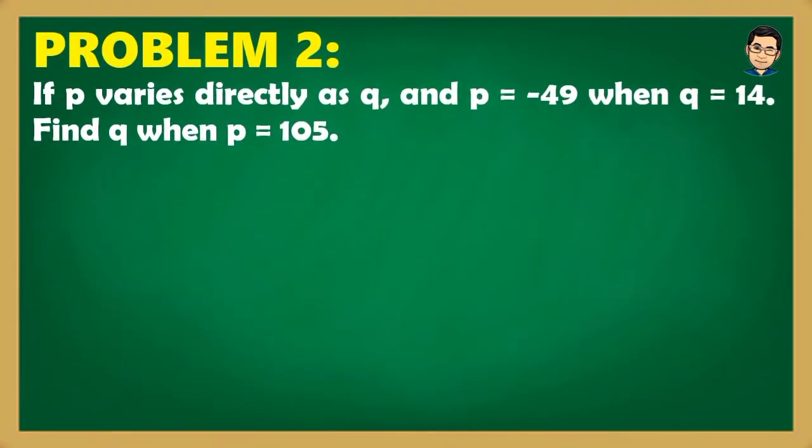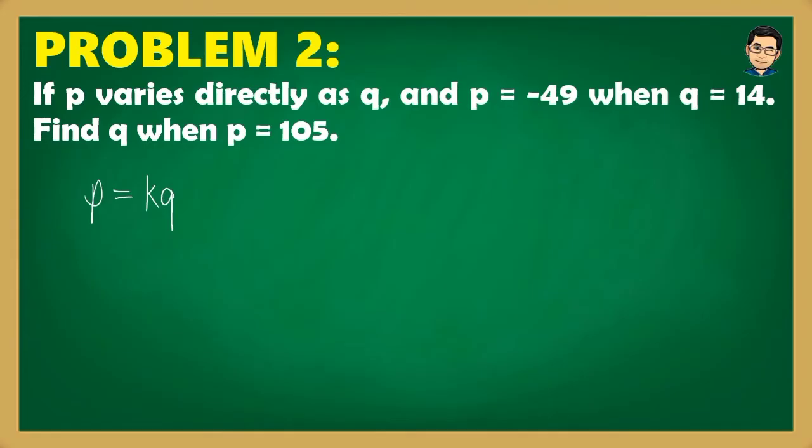For number 2, if P varies directly as Q and P is equal to negative 49 when Q is equal to 14, find Q when P is equal to 105. So, yung unknown po natin dito is yung value ng Q. And then, para i-set up yung equation natin, P is equal to KQ. Ayan. And then, para makuha yung constant of variation, so, una muna kasing kinukuha dito is yung constant of variation para makuha natin yung unknown, kung ano man yung hinihingi ng problem.